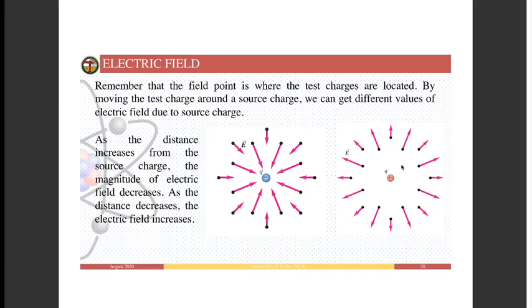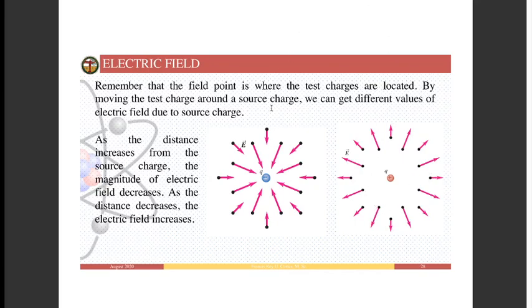Now same lang gyapon sa positive charge. But a positive source charge will always have an electric field pointing away from the charge, as you can see here. So kung makadulot sa charge, magkadako pud ang iyahang magnitude or the length of the electric field. Makalayo pud ta, makagamay pud, given by the arrow here.